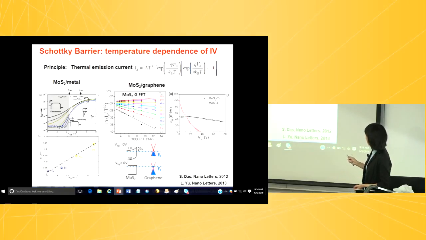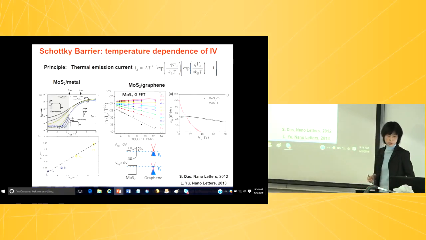This reduction of barrier height is because if we put a positive bias on the gate, then we can introduce electrons in the graphene, and also more heavily n-dope MoS2. So both of these two will reduce the barrier between graphene and MoS2. So this can be an effective approach to reduce the contact resistance.